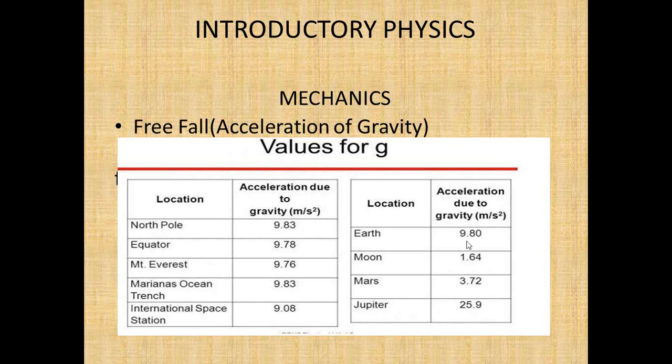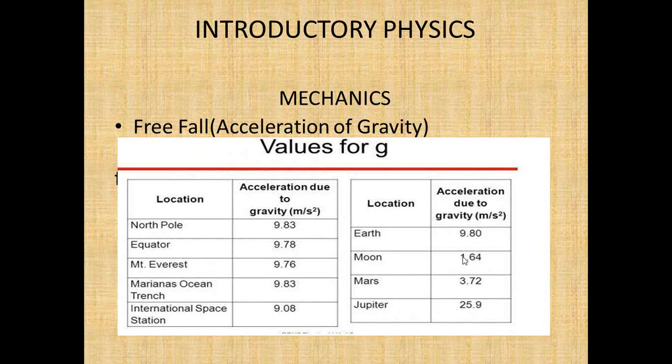However, on the surface of the Earth, it's 9.8. So the further away from the surface of the Earth you get, the less gravity there is. Gravity is less the further away you are. On the moon, if you want to have a very low acceleration of gravity and weight, then you can go to the moon, where your weight will be close to one tenth of what your weight is on Earth.